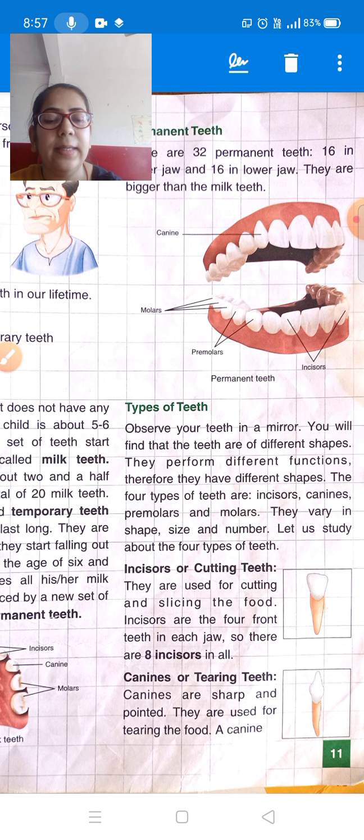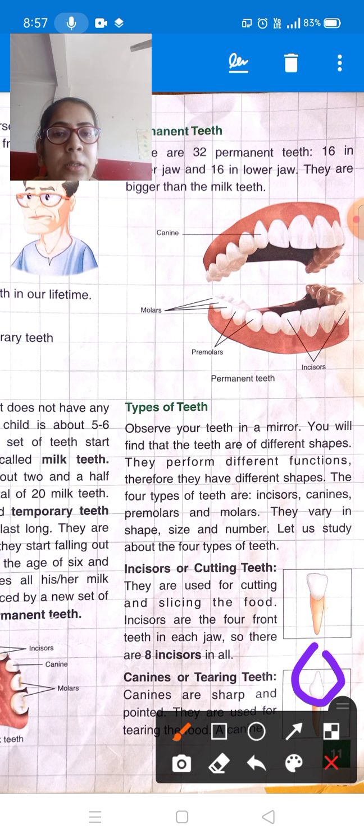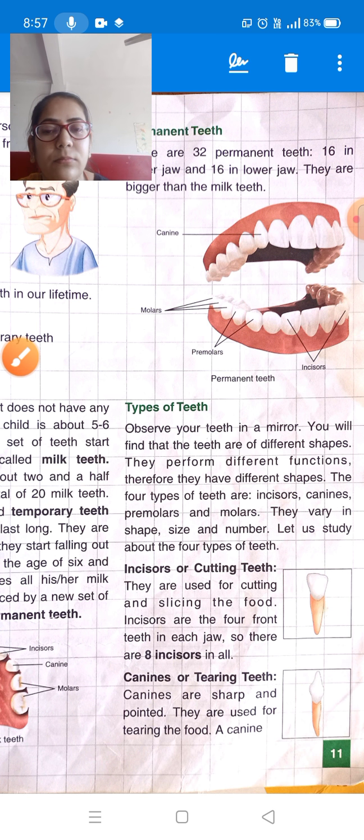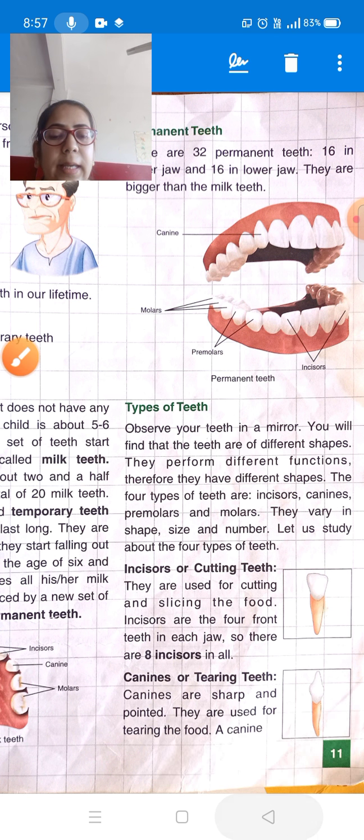The next is canines, or tearing teeth. Now these canines are pointed. You can see, students, this white part, is it pointed or not? It is pointed. Here also you can see this tooth is pointed. So these pointed teeth are called canines.